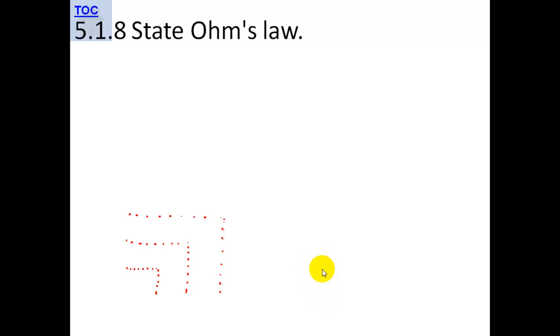We have to be able to state Ohm's law. Ohm's law is not V is equal to IR. Ohm's law basically tells us that for a particular resistance, the voltage is proportional to the current, or rather the current is proportional to the voltage. In other words, a resistance will have a constant resistance provided the temperature stays the same.